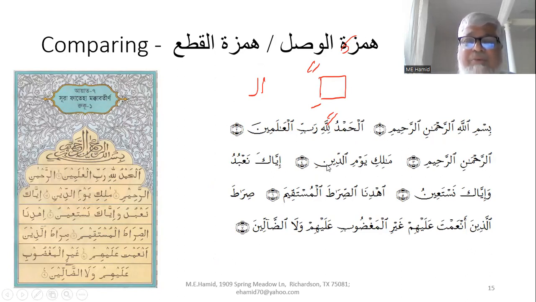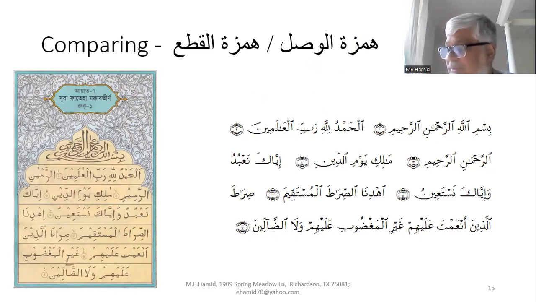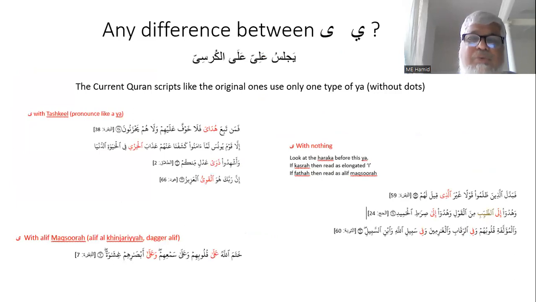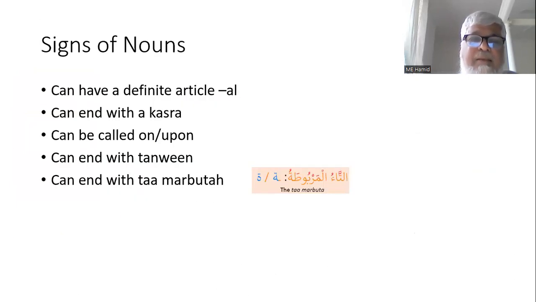Ad-Din with alif lam is a noun. The rest is kind of hard since we haven't studied it. But what I'm trying to do is go through some easy signs to identify a noun. Any word that ends with the ta marbuta is a noun. Any word that ends with a tanween, any kind of tanween, is a noun.